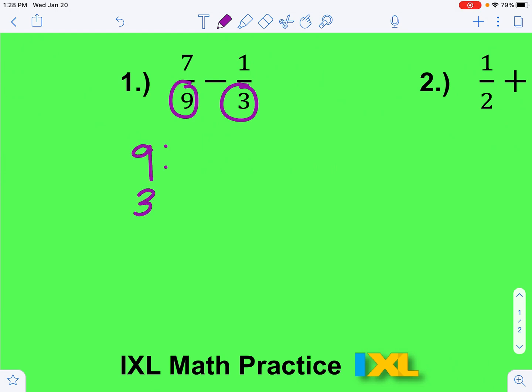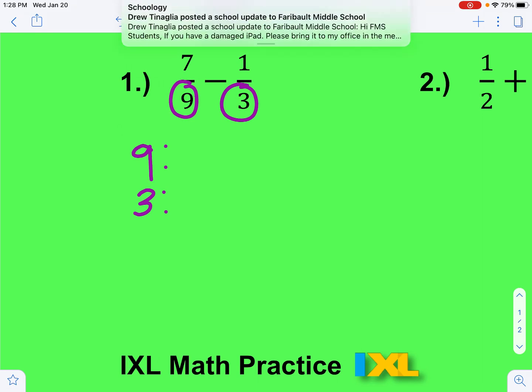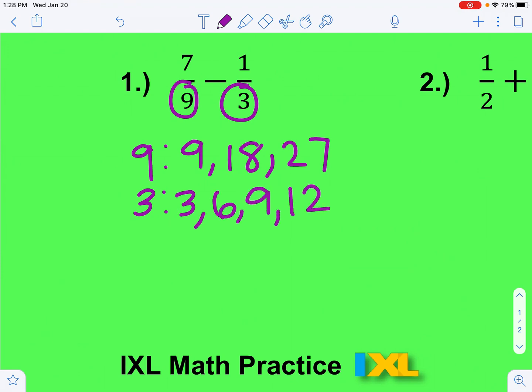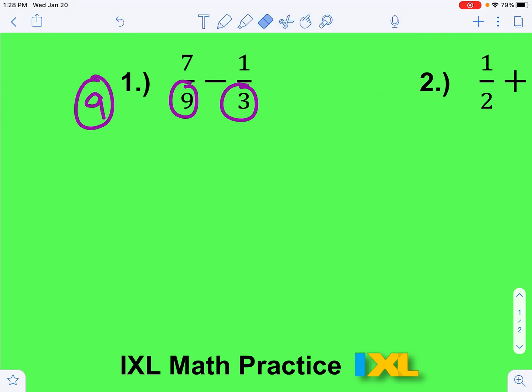So, if you remember, to find common denominators, we find our least common multiple, which we do by counting. So we go 9, 18, 27. Now let's count by threes. 3, 6, 9, 12. Which one's the smallest one that they both share? Right, they both share 9. You might have known that without even needing to list your multiples. And that's awesome. So our common denominator is going to be 9. I like writing that in the corner so that I don't forget.